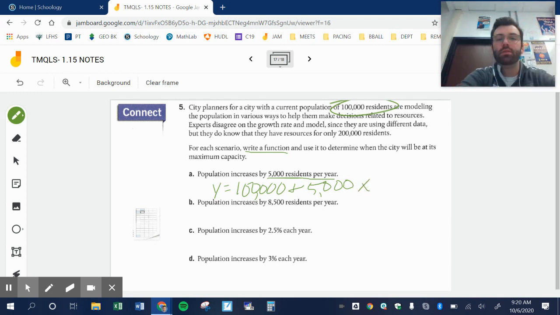Use that to try to set up an expression for b. Go ahead and try. Hopefully you recognize that it's still going to be 100,000 plus, because we're increasing, but now we should have 8,500x.